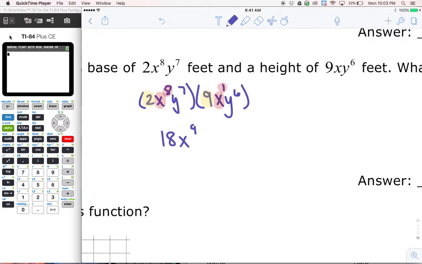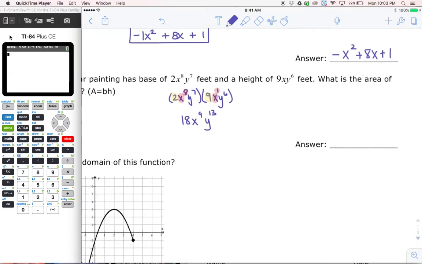Okay, we're going to follow that same example and get y to the power of 7 plus 6, which is 13. So my expression for my area in this case is going to be 18, x to the 9th, y to the 13th power.